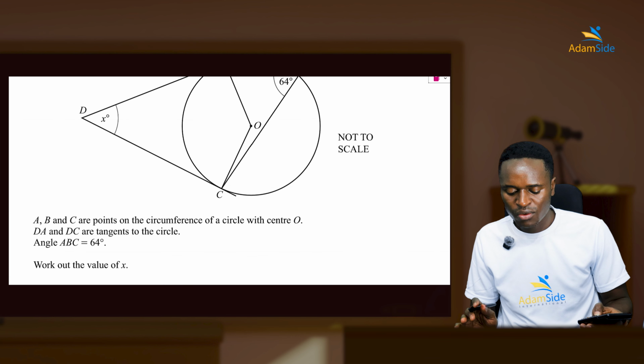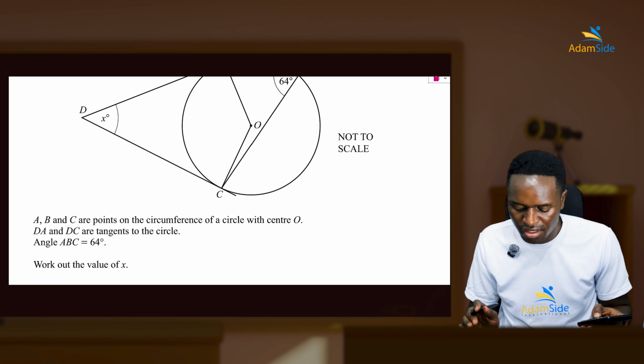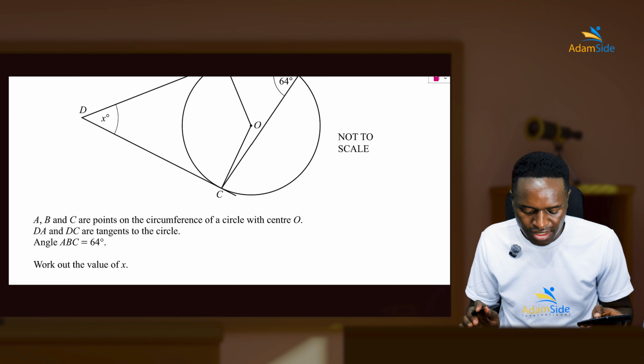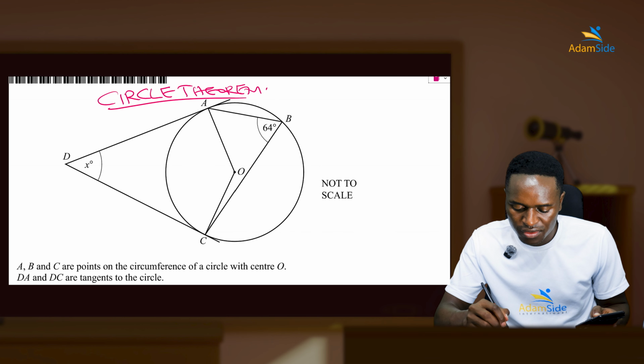Good. So in the unit of circle theorem, A, B, and C are points on the circumference of a circle with center O. DA and DC are tangent to the circle. Angle ABC is equal to 64. Work out the value of x. This is very simple. So we have angle 64 here.